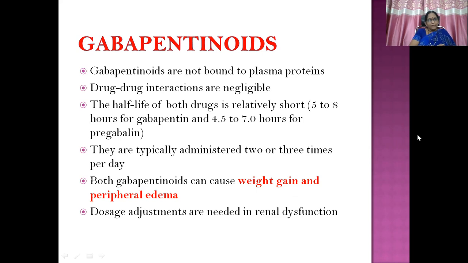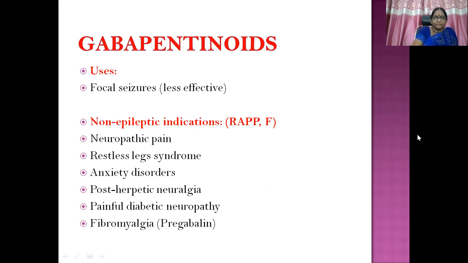Then they are not bound to plasma proteins. Drug-to-drug interactions are negligible. Half-life is relatively short: for gabapentin it is 5 to 8 hours, and for pregabalin it is 4.5 to 7 hours. They are typically administered 2 to 3 times a day because of their short half-life, and both can cause weight gain and peripheral edema. Dosage adjustments are needed for renal dysfunction.